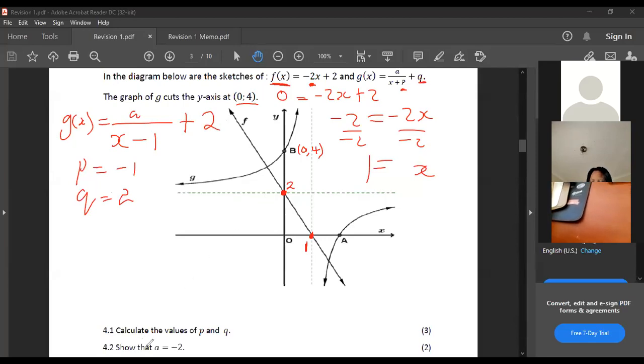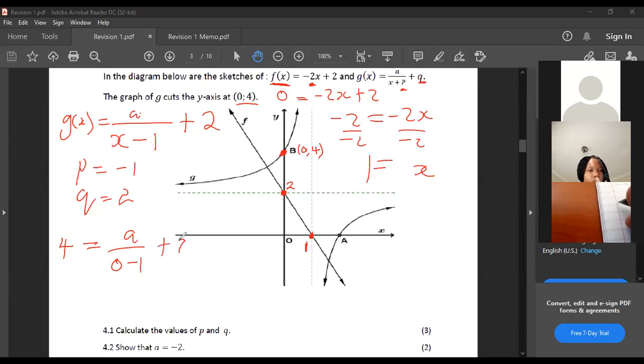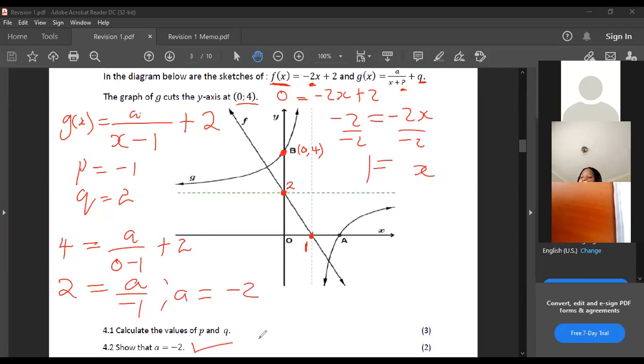Okay. Then the second question says, show that A is minus 2. Now, the only unknown is A. How do I find A? I substitute any point. There is my B there. I'm given that B is coordinates 0 and 6. It's the y-intercept of the hyperbola. Right. So I would say 4, that is y, is equal to A over x, which is 0 minus 1, plus 2. Okay. Transpose the 2 to the left, it becomes 4 minus 2, which is 2, is equal to A over minus 1. Because multiplied by minus 1, A is equal to minus 2. There is your minus 2 there.